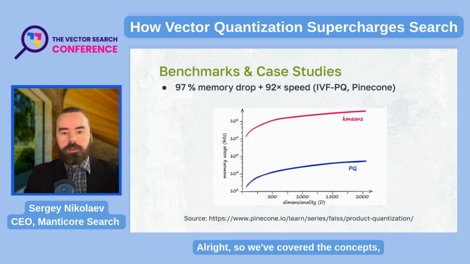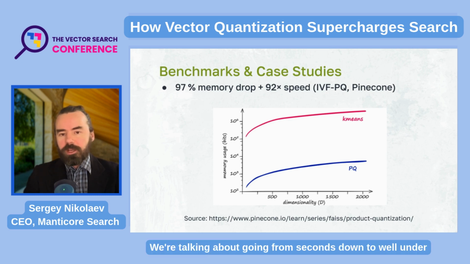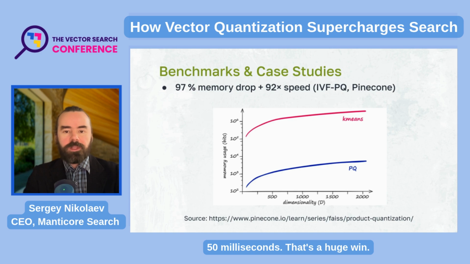Alright, so we've covered the concepts, but let's look at how this plays out in the real world. First up, Pinecone. They replaced 32-bit vectors with 8-byte product quantization codes and added an IVF frontend. The result, memory usage dropped by 97%. And query times, they got 92 times faster. We're talking about going from seconds down to well under 50 milliseconds.